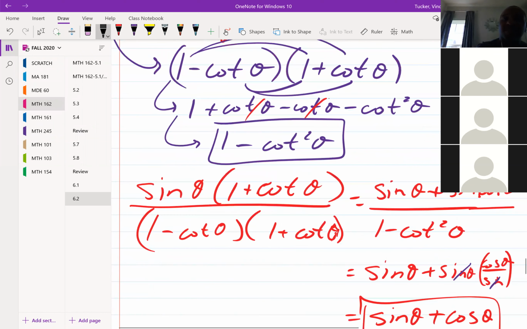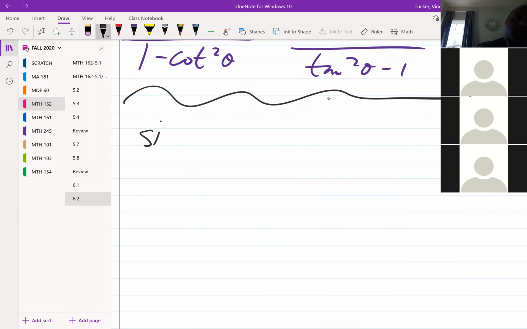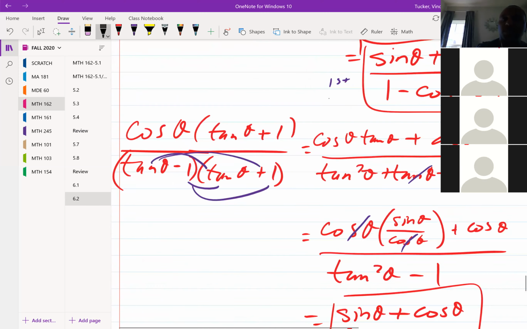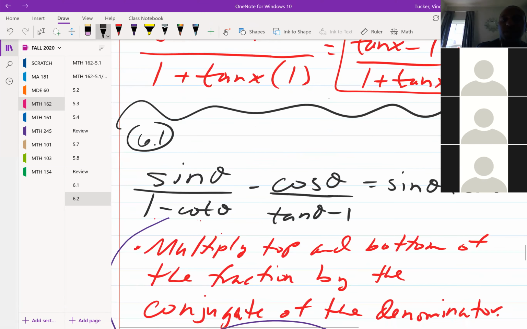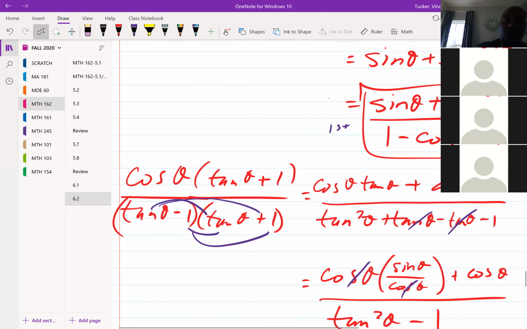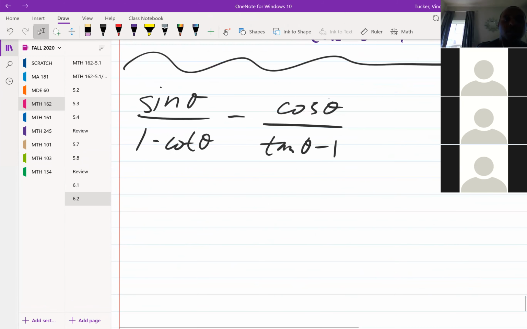Sine over 1 minus cotangent. And then it was minus cosine over tangent theta minus 1. Let me see. Go back. Cosine over tan theta minus 1. Sine over 1 minus cotangent. Okay, so let's do this. I'm going to look at this denominator.